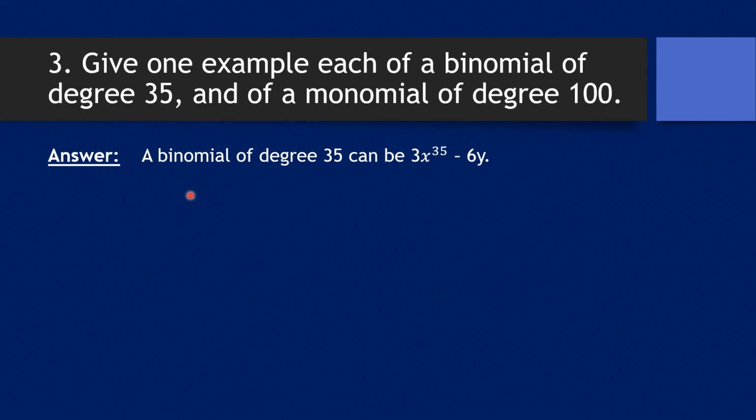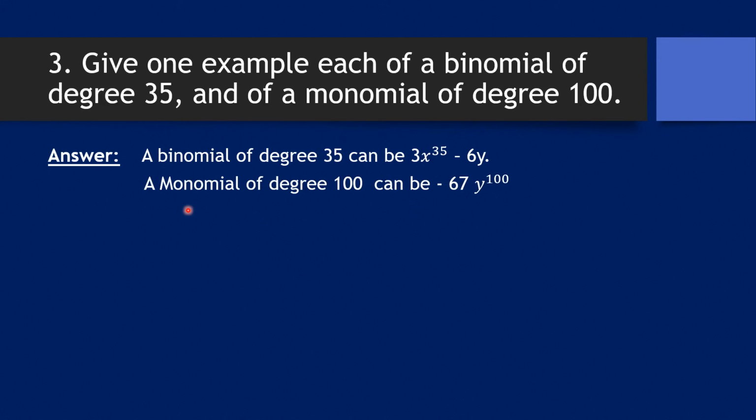Now we can take as many examples as you want, but in this case, I have taken a binomial of degree 35, which can be 3x raised to the power 35 minus 6y. There are two terms, therefore it is a binomial, and the highest power of the variable is 35, therefore it is a binomial of degree 35.